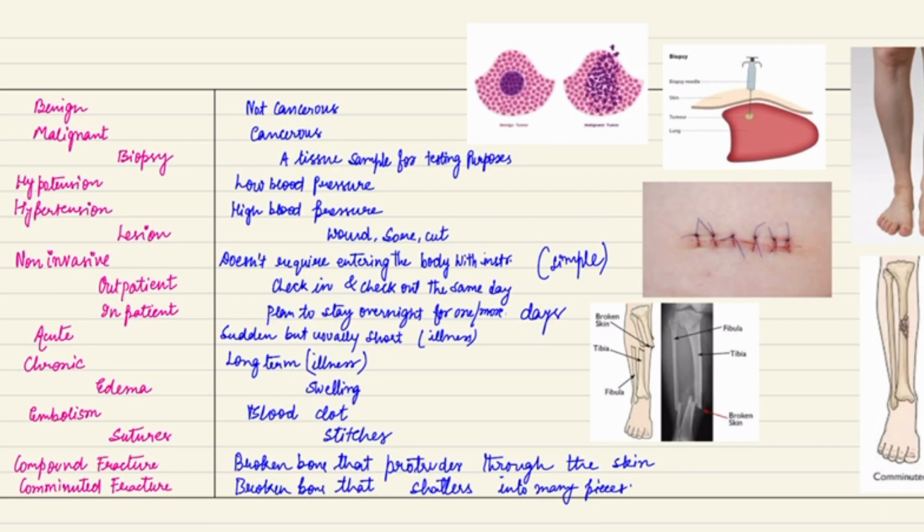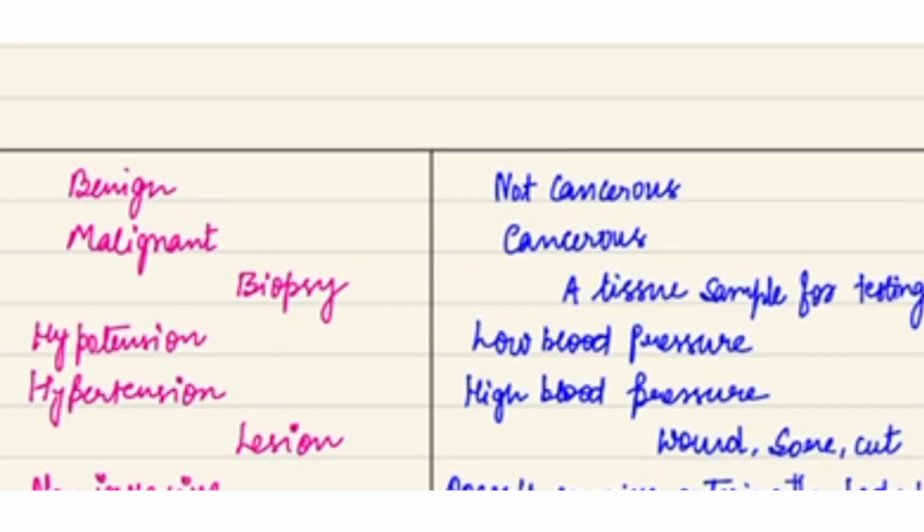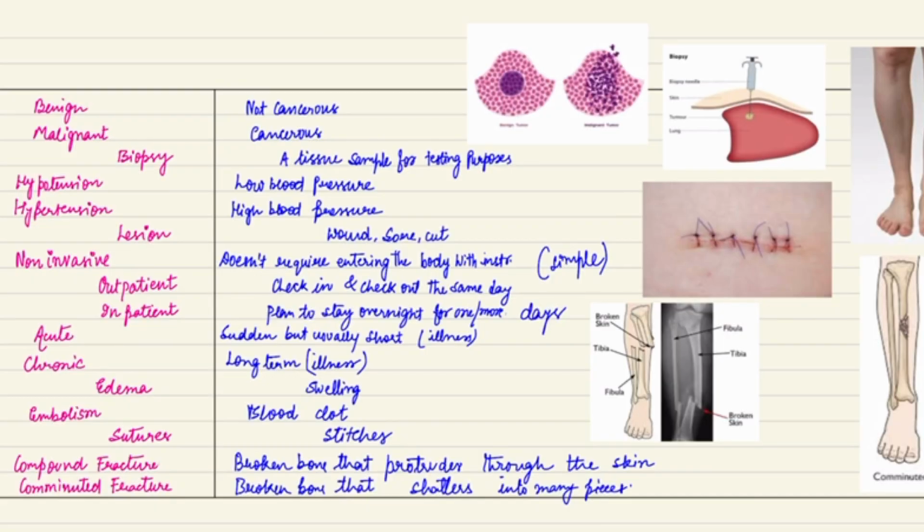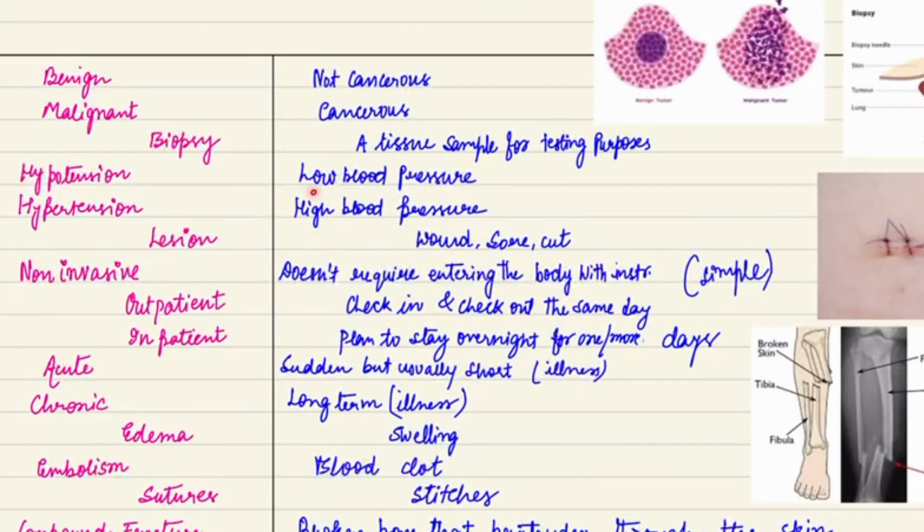Now we have two different terms, hypotension as well as hypertension. These two terms are used for blood pressure. When the blood pressure is low, we call it hypotension. I'll give you a trick: low has an O and hypo also has an O. So just remember that hypo means low blood pressure. Again, we have hypertension. Hyper means something high, so it is high blood pressure.